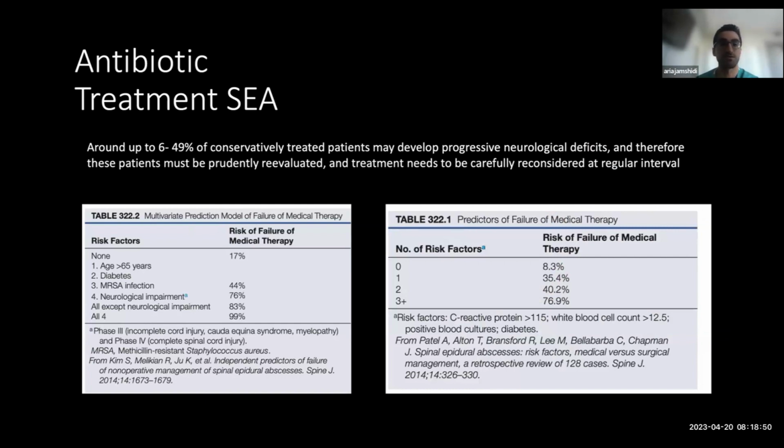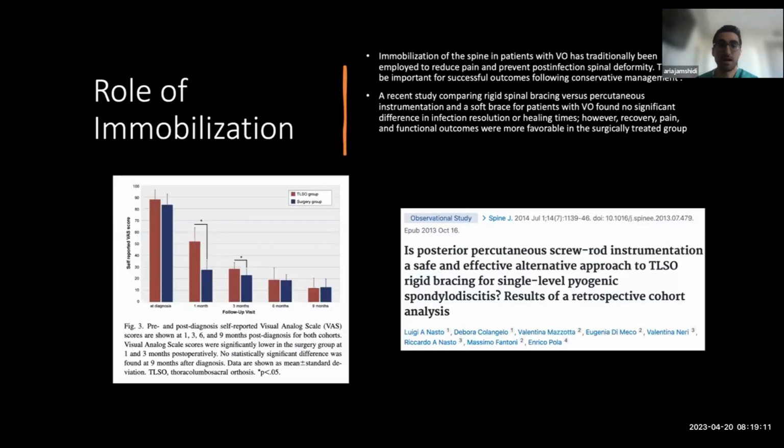on them, because in patients with diabetes, MRSA infection, obviously neurological impairment, or age greater than 65, all these factors together, their risk of failure can be as high as 77%. So I think this is also important to realize and know in terms of following these patients in the long run.